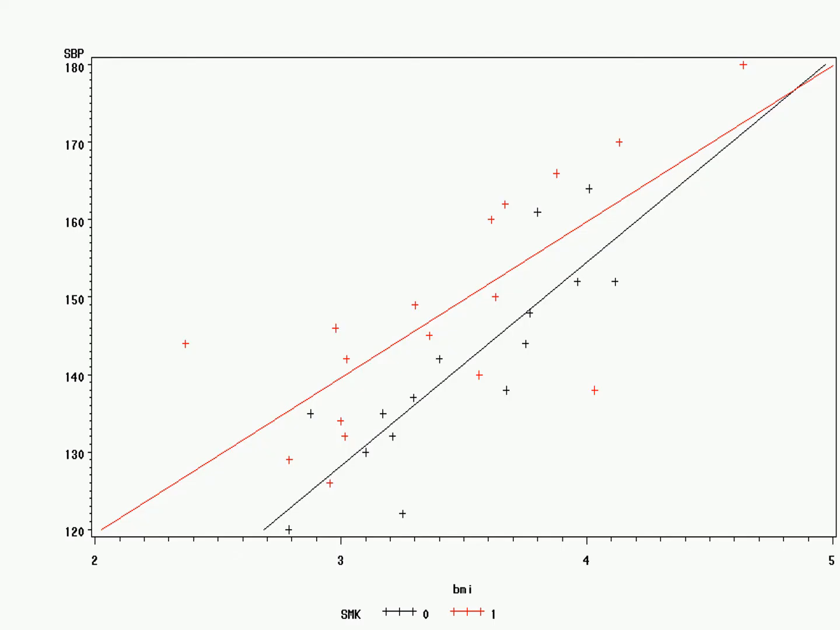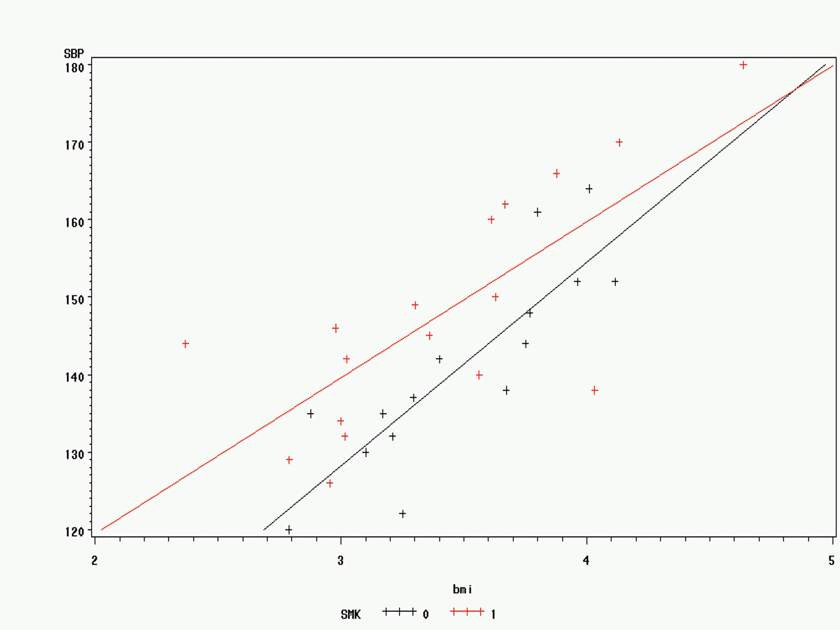So this is maybe a more realistic situation. In fact, this may be real data. It looks like the slopes of the lines might be different. Certainly for both smokers and non-smokers, there's a positive relationship between BMI and blood pressure. The higher the BMI, the larger we expect the systolic blood pressure to be.